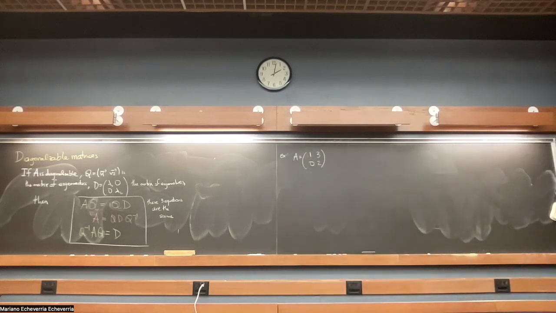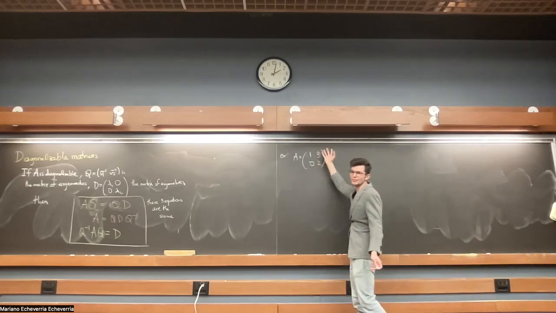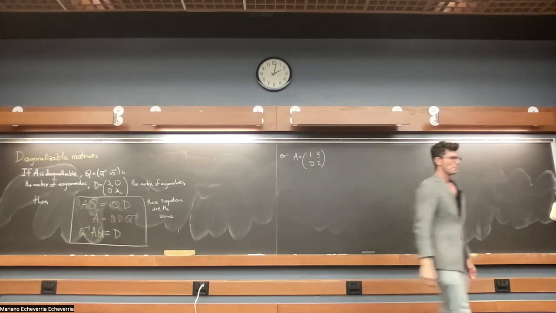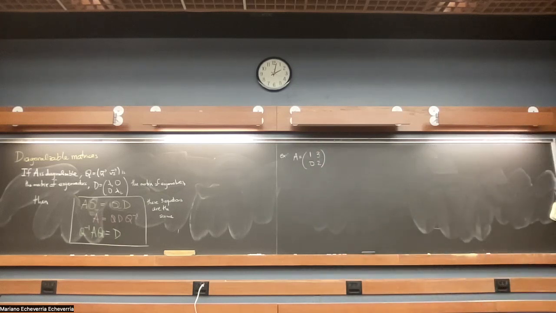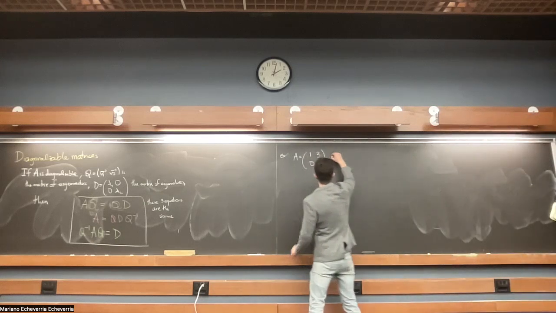And this matrix is not diagonal, right? It's not a diagonal matrix just because here you have something that's not zero. Okay, so let's check whether this would be diagonalizable or not. So first you have to find the eigenvalues, right? So what are the eigenvalues in this case?